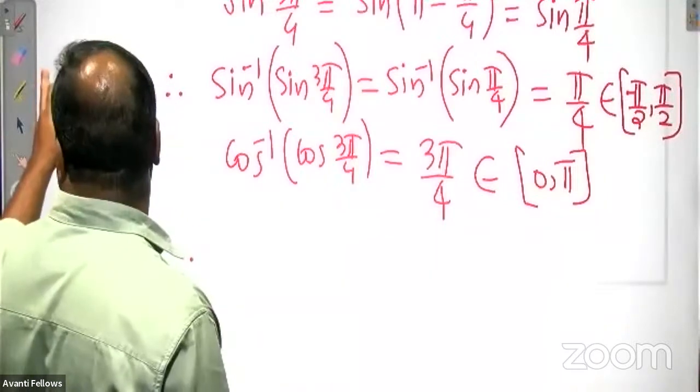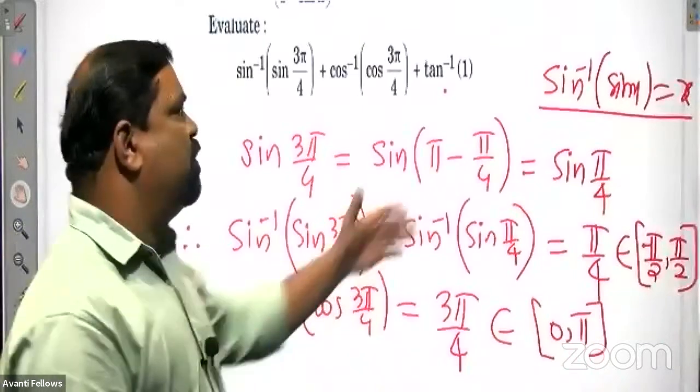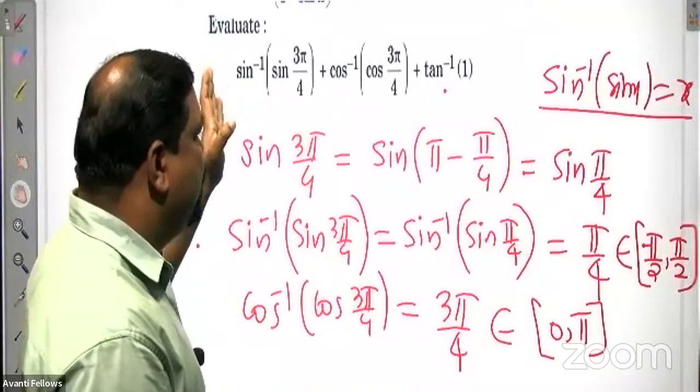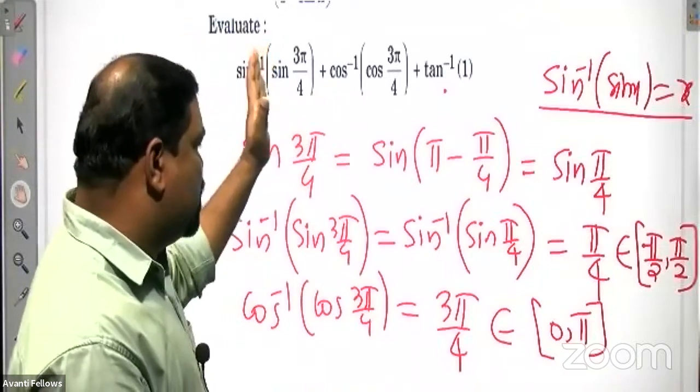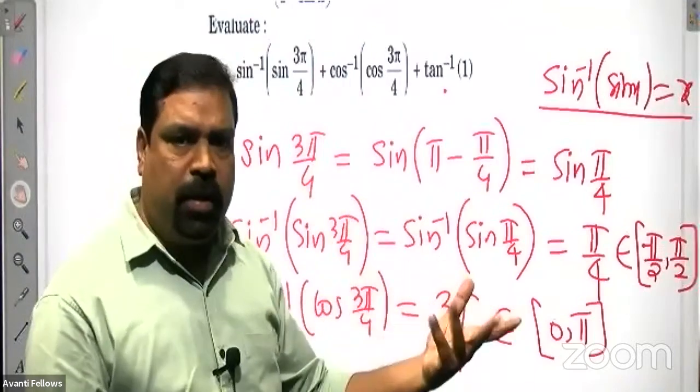Then the one more term is direct. You can write the value. Tan inverse 1, everybody knows the value is pi by 4. So substitute each and every value. First one is pi by 4. Second value is 3 pi by 4. And third value is pi by 4. Then add it.